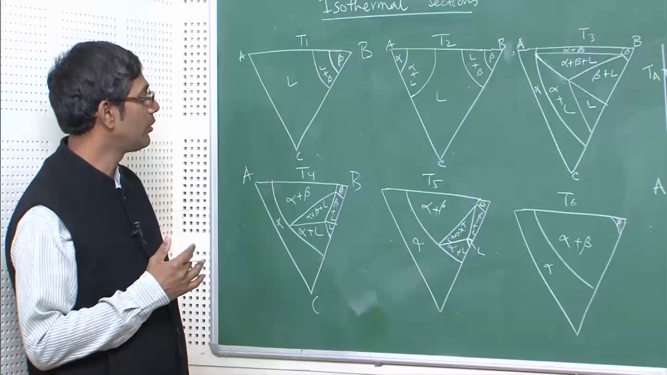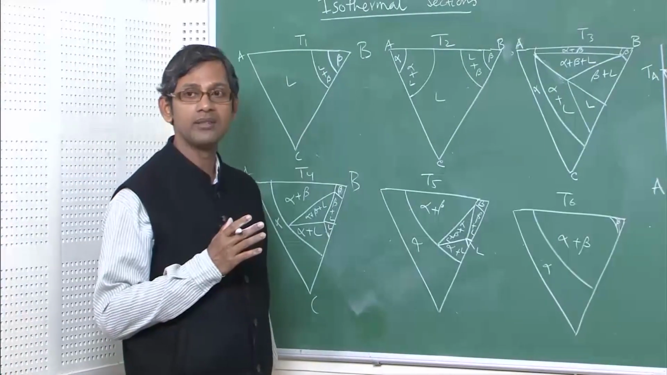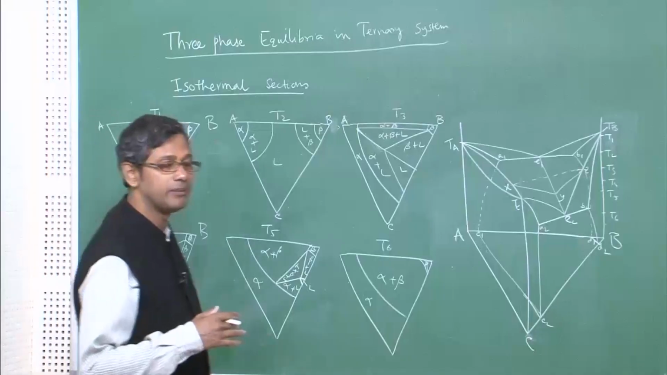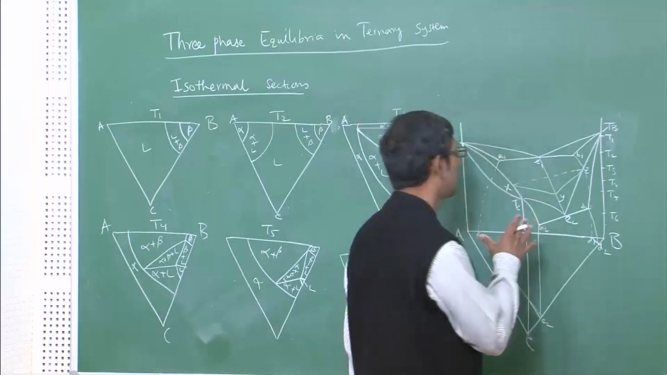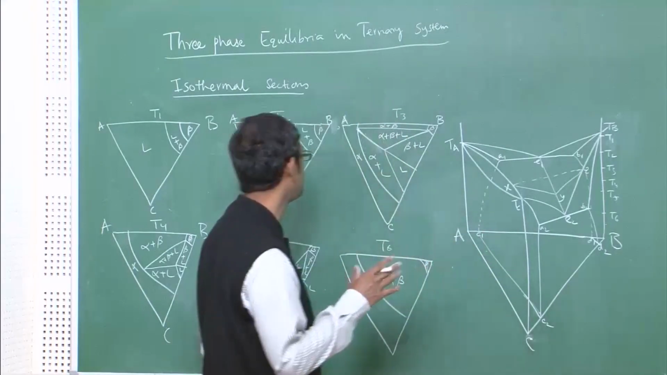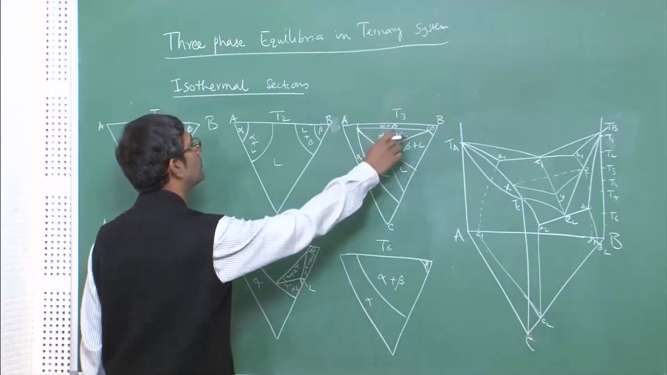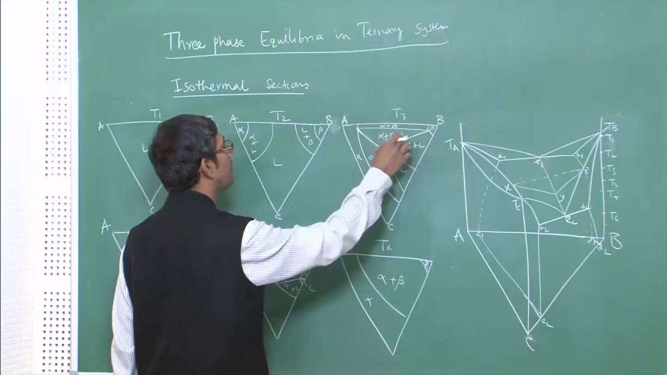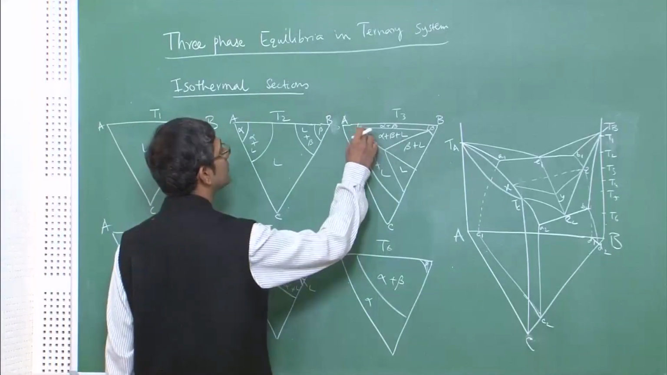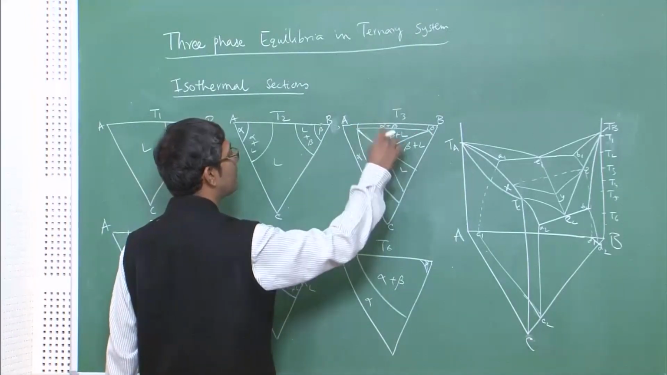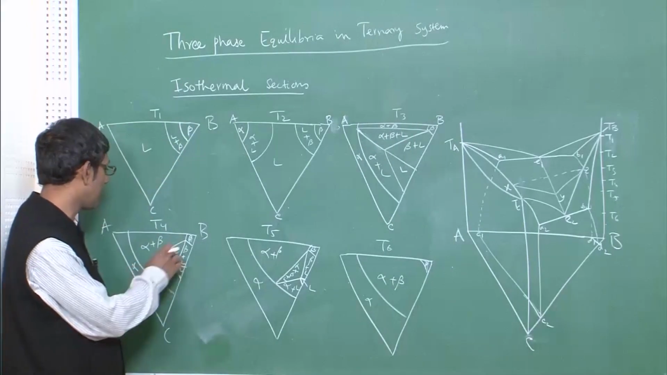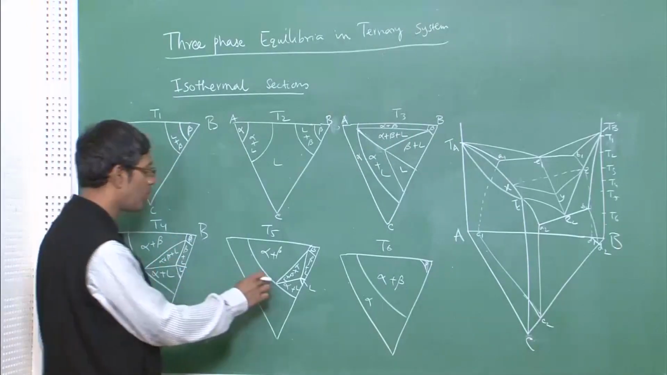Although I am doing it quite fast, you can sit in front of this 3D space model and imagine. But one thing is common in all these pictures: the ternary phase zone, the 3 phase zone alpha plus beta plus liquid, remains a triangle. This triangle has 3 corners, one sitting as alpha, one sitting as liquid, one sitting as beta. Similarly, here also one sitting on alpha, one on beta, one on liquid.